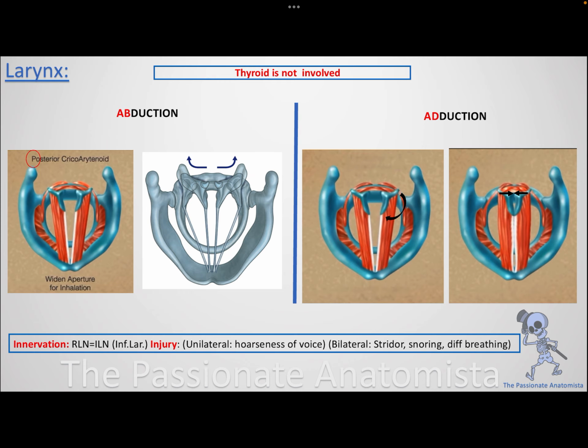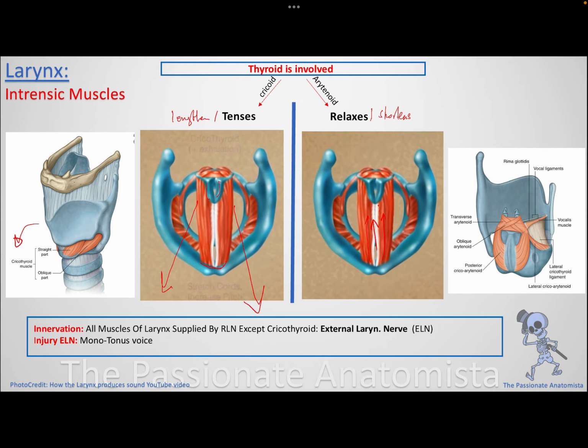Now let's talk about the innervation. All muscles of the larynx are supplied by the recurrent laryngeal nerve except the cricothyroid. This is the most important. It's a very important muscle.